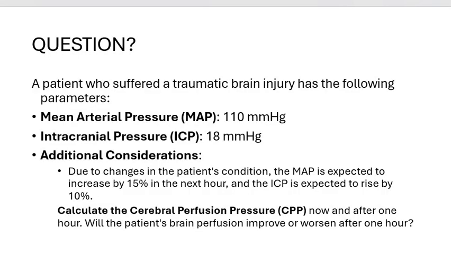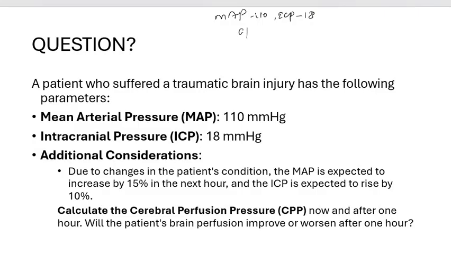Now we have a question over here. I didn't try to make it difficult, but this requires two calculations. So I'll try to use this screen and show you. It says a patient suffered a traumatic brain injury and has the following parameters. Your MAP is 110, and your ICP is 18. Due to changes in the patient's condition, the MAP is expected to increase by 15% in the next hour, and the ICP is expected to increase by 10%. Calculate the CPP now and after 1 hour.